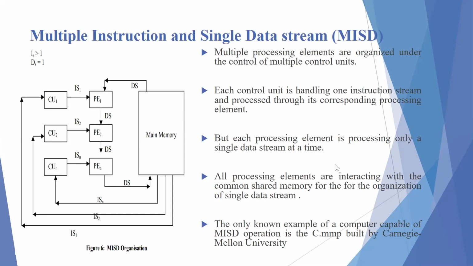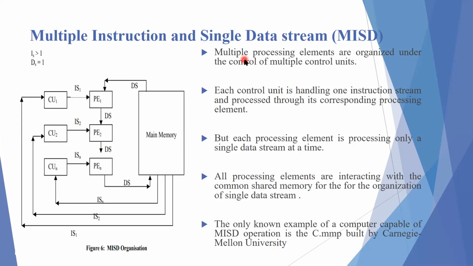So the only known example of such a computer is the C.mmp. This was built by some university, Carnegie Mellon University. This was some research which was going on, and they built a prototype of this machine, but this is not yet in the market. So with multiple instruction and a single data stream, this architecture has not yet hit the market. Right? Okay.